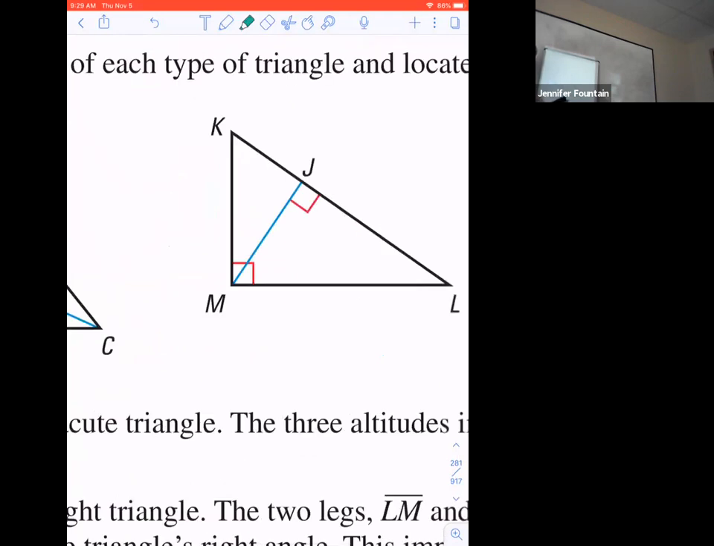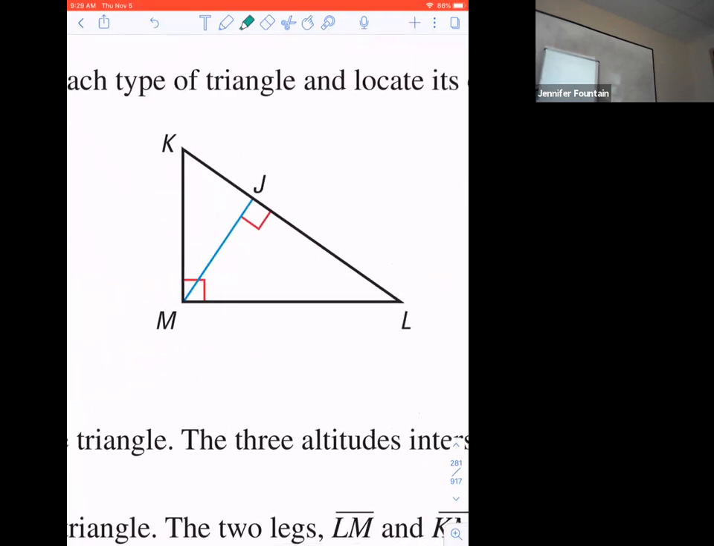With my right triangle, notice that I can only go from M to J. K to M to intersect at a perpendicular is just going to be line KM. If I was going from this vertex down, it's just going right there. Same thing with going from L to M. To make a perpendicular line at a 90 degree angle, we're only going to have one altitude line.